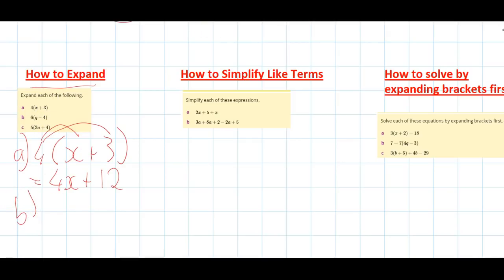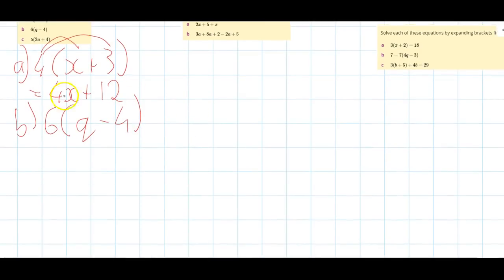If I look at the next one, I have 6 times (q minus 4). Again, I just multiply the number on the outside of the brackets by both terms inside the bracket, which gives me 6 times q is 6q, minus 6 times 4, which is 24.